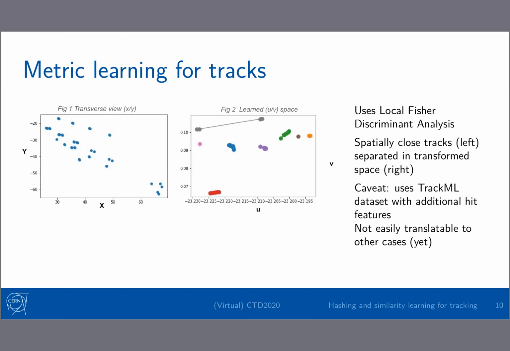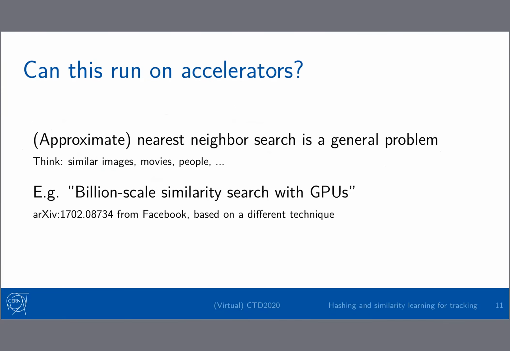I have to add a caveat here. This uses the TrackML dataset with additional hit features, which are not easily available or not easily translatable in other cases. You can also think about it the other way around: if you have a better detector, you can actually do much more with it than just space point tracking. So that's why this was not easily translated, for example, to the ATLAS case. The method in principle works.